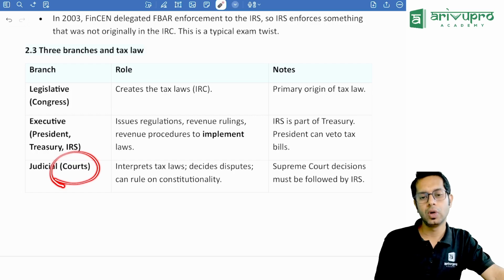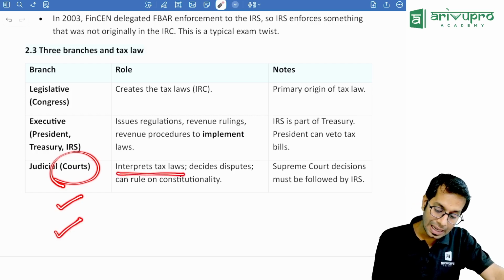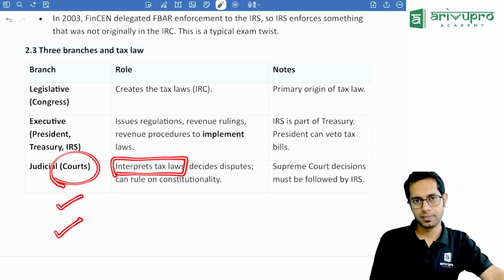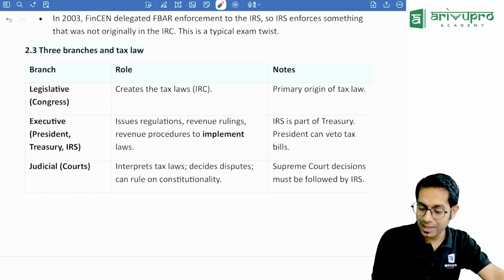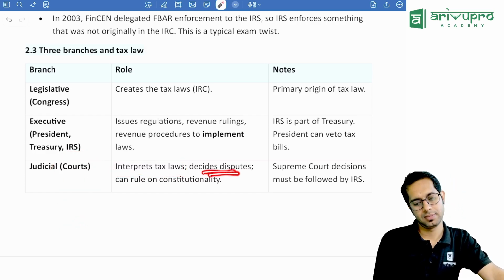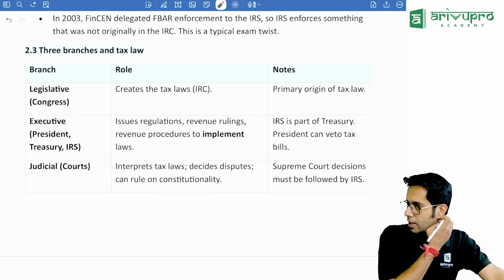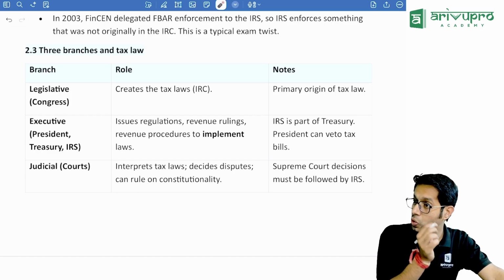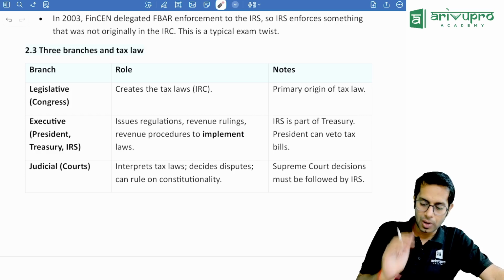So where will we go? We'll go to the court. The court will help in interpretation of the law. They will decide the dispute which is there. And they can also rule on the constitutionality of the law, whether that law is actually constitutionally proper or not.